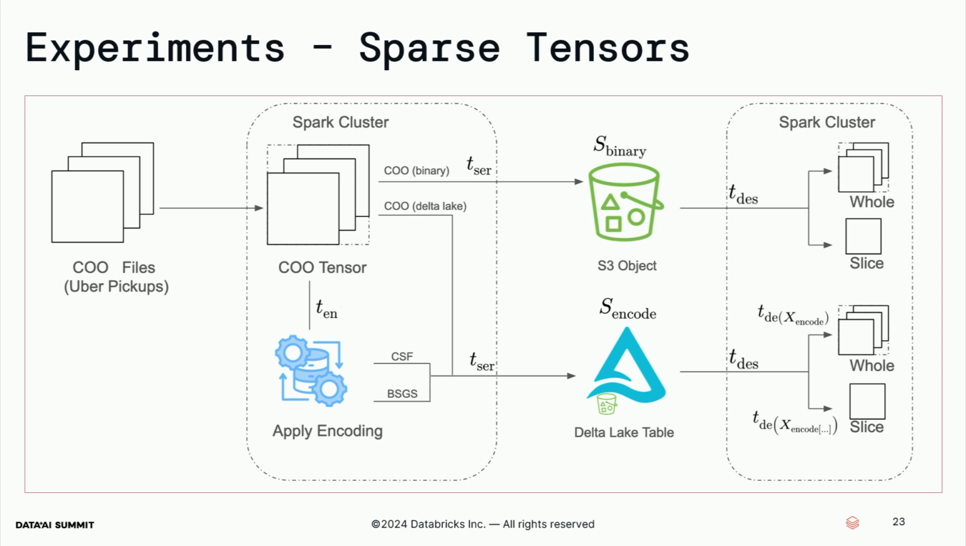For the sparse tensor, the process is nearly the same, except that the input dataset we will put in COO format first. For the Uber pickup dataset, we will load it into memory as a PyTorch tensor. And then we will apply the further encoding methods. One more thing to notice is that there are two kinds of COO in this setup. One is the binary COO in a PT format, and another is the Delta Lake COO, which will utilize the primitive data types in the Delta Lake.